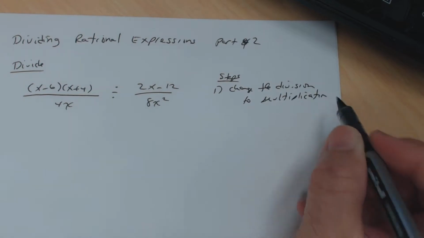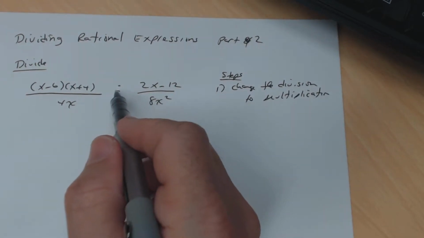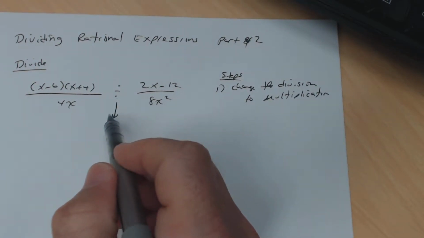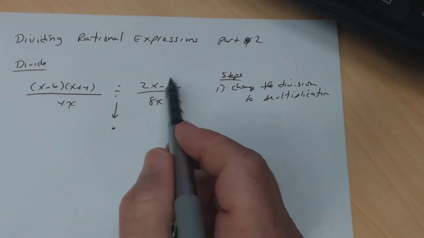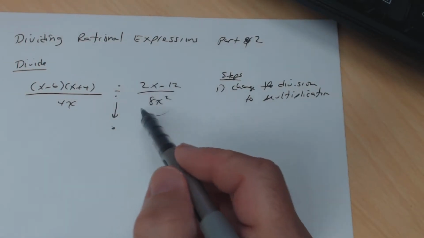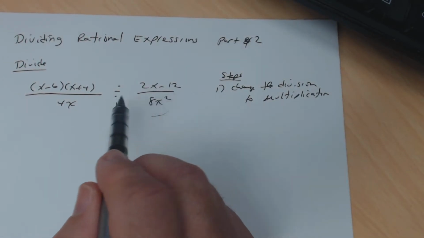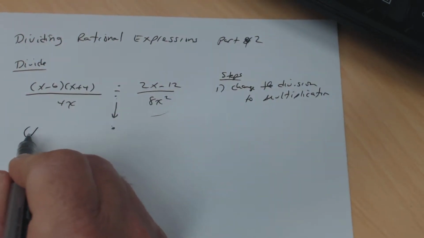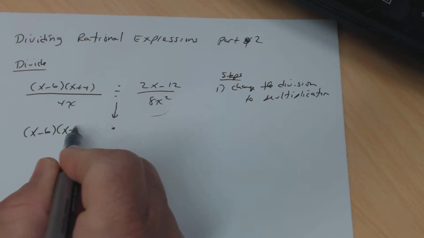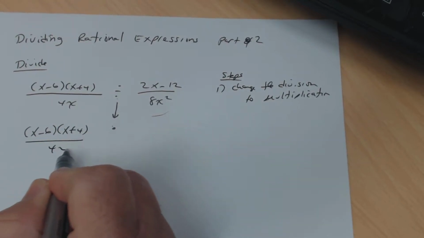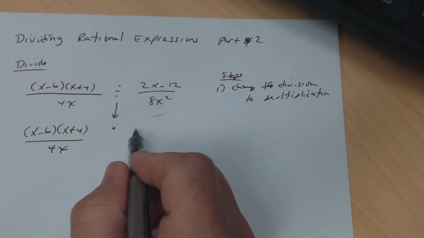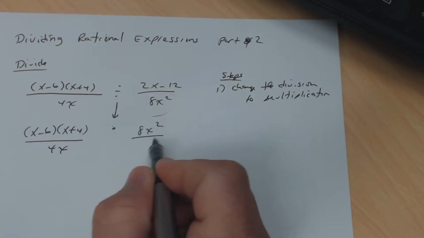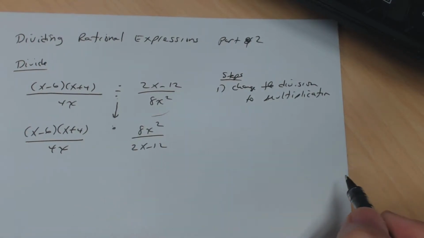To do that, remember you're going to change the division symbol to multiplication, but then you're going to take the reciprocal of the fraction that follows the division symbol. So the first fraction stays the same: x minus 6 times x plus 4 divided by 4x, times 8x squared divided by 2x minus 12.